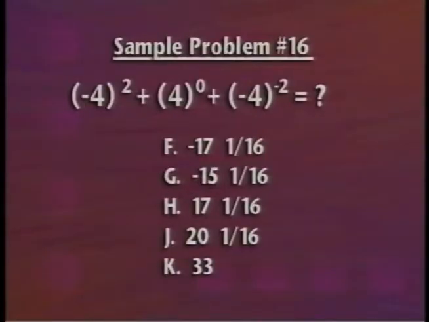Minus 4 squared plus 4 to the 0 power plus minus 4 to the minus 2 equals, we need to remember that any number raised to a 0 power equals 1. In this case, 4 to the 0 power equals 1.